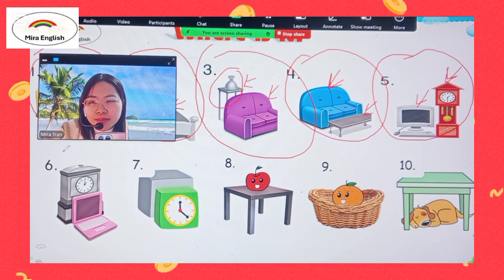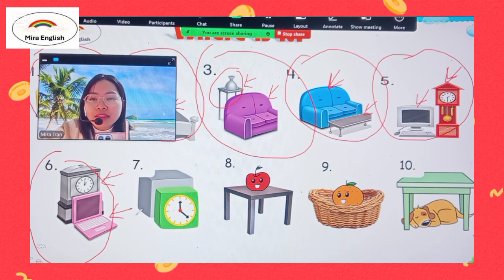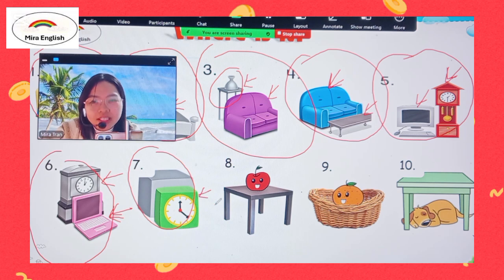Look at picture number 6. There is a computer in front of the clock. Look at picture number 7. There is a clock in front of the box.